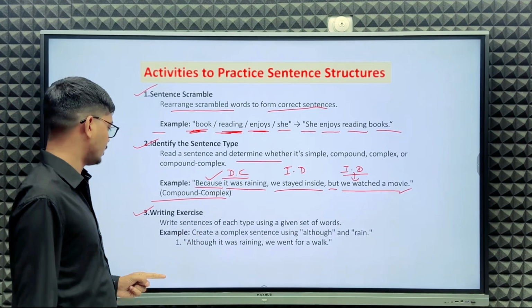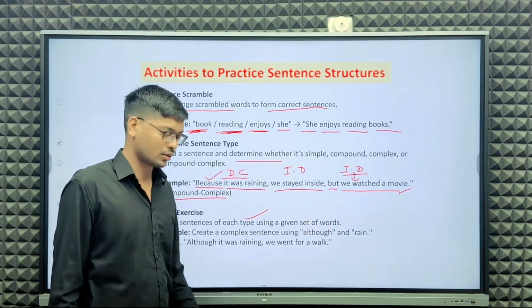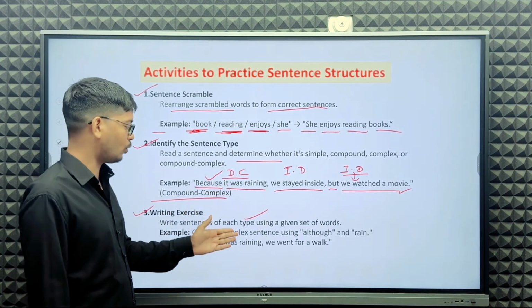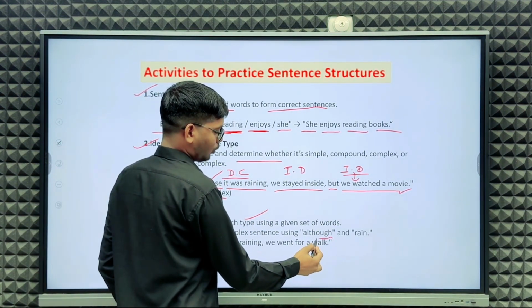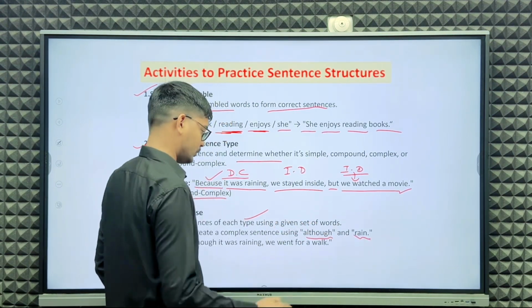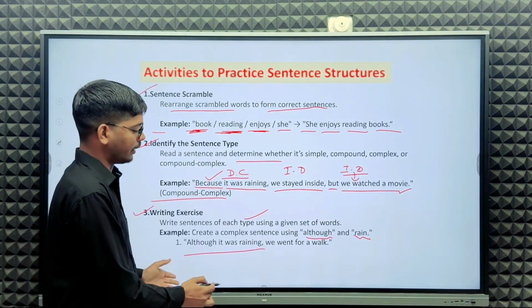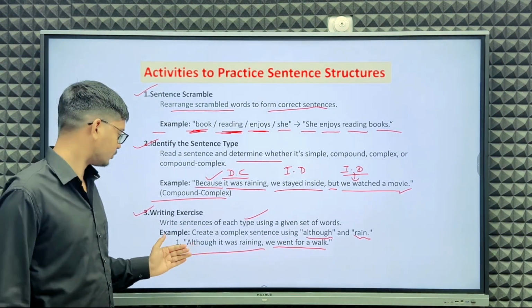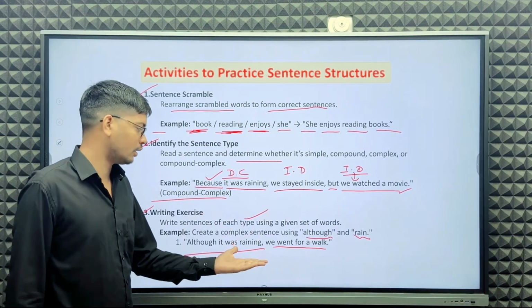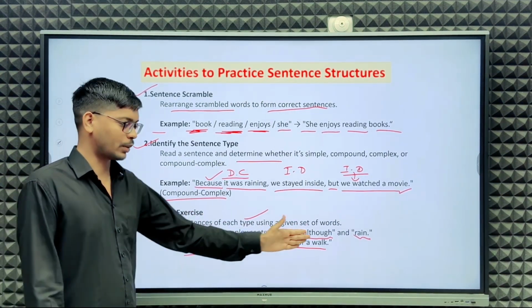Writing exercise: write a sentence of each type using a given set of words. For example, create a complex sentence using "although" and "rain." "Although it was raining, I went for a walk." Easy. So in the writing exercise, you practice this kind of sentence.